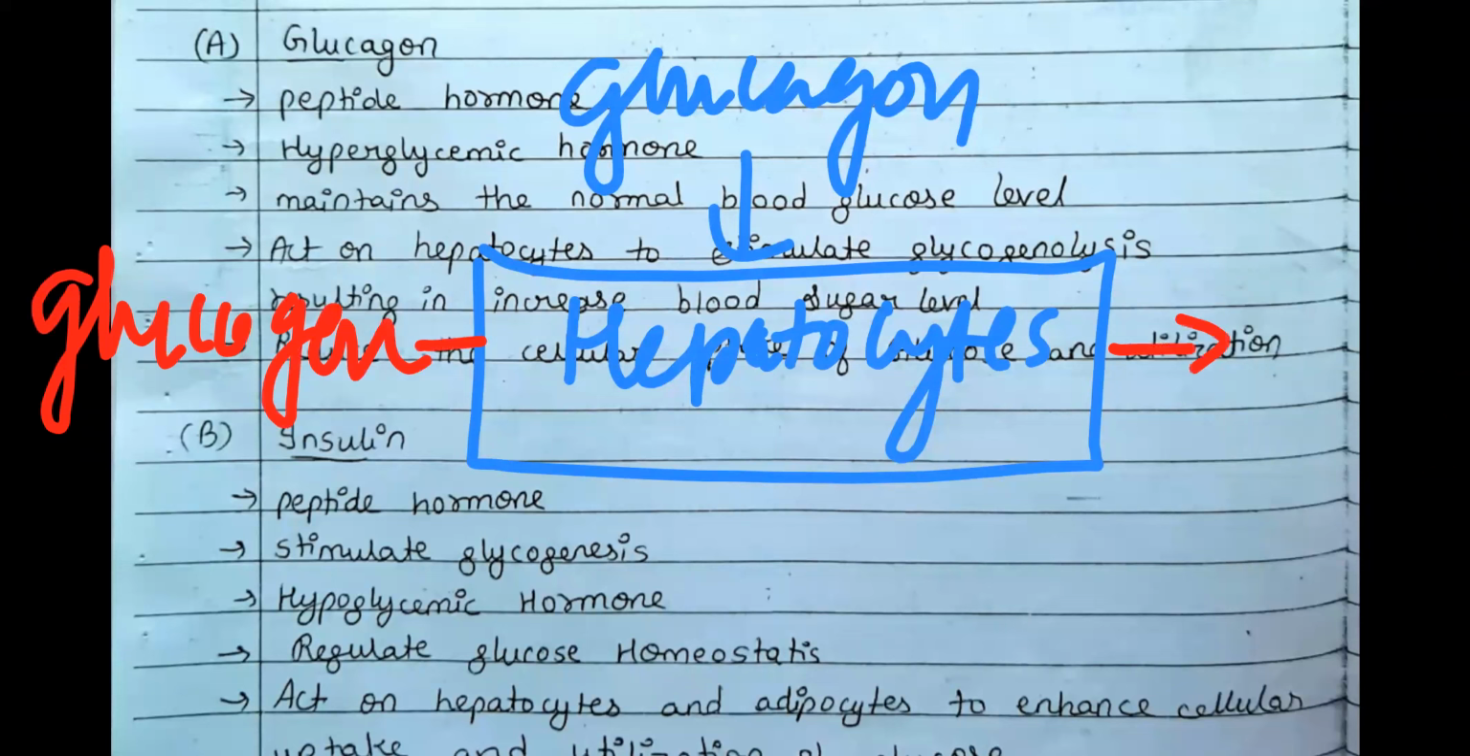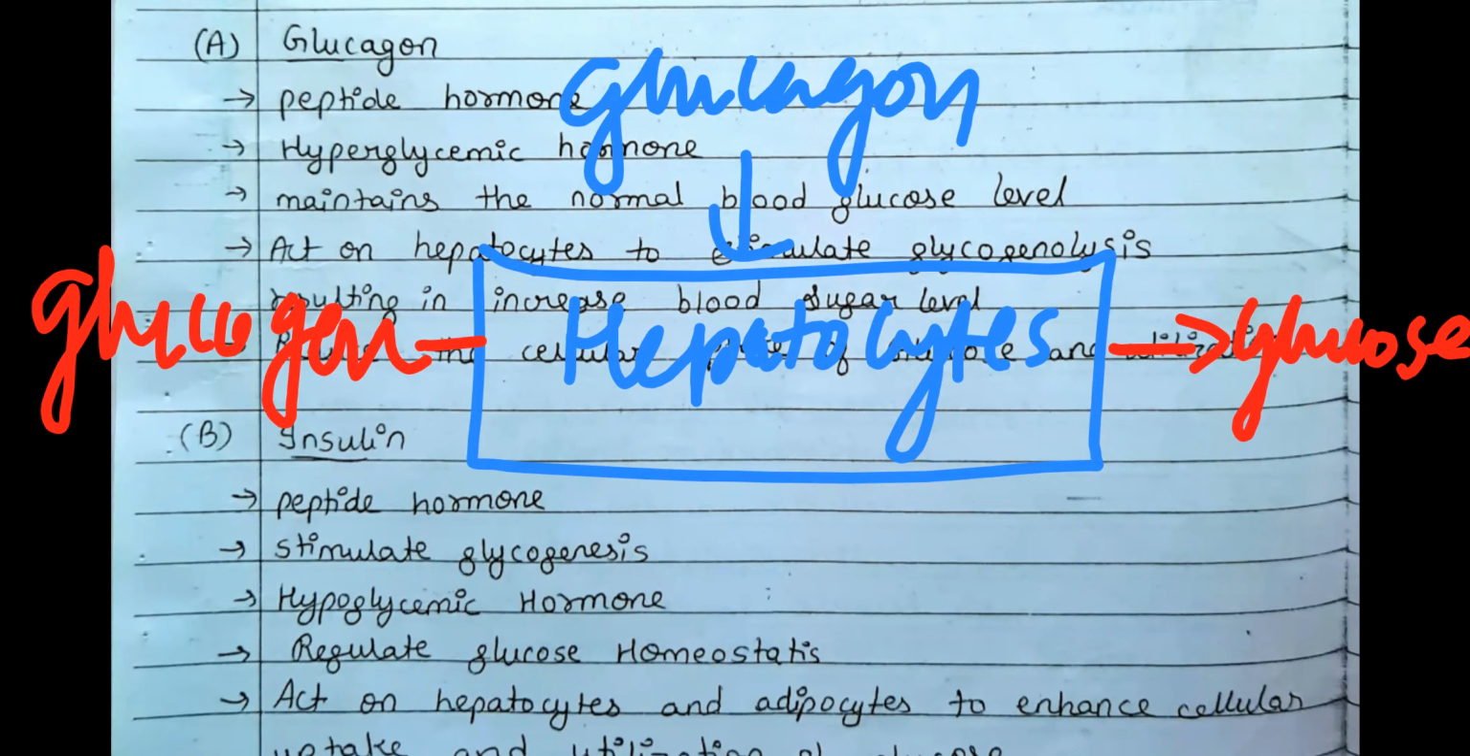So glycogen of the hepatocytes will be converted into glucose under the influence of glucagon hormone. Glucagon will stimulate the hepatocytes to convert the glycogen into glucose. Glycogen ka basically breakdown karna padta hai. Glycogen ka breakdown, isko glycogenolysis kehte hai, which will increase the sugar level in blood. Aisa.